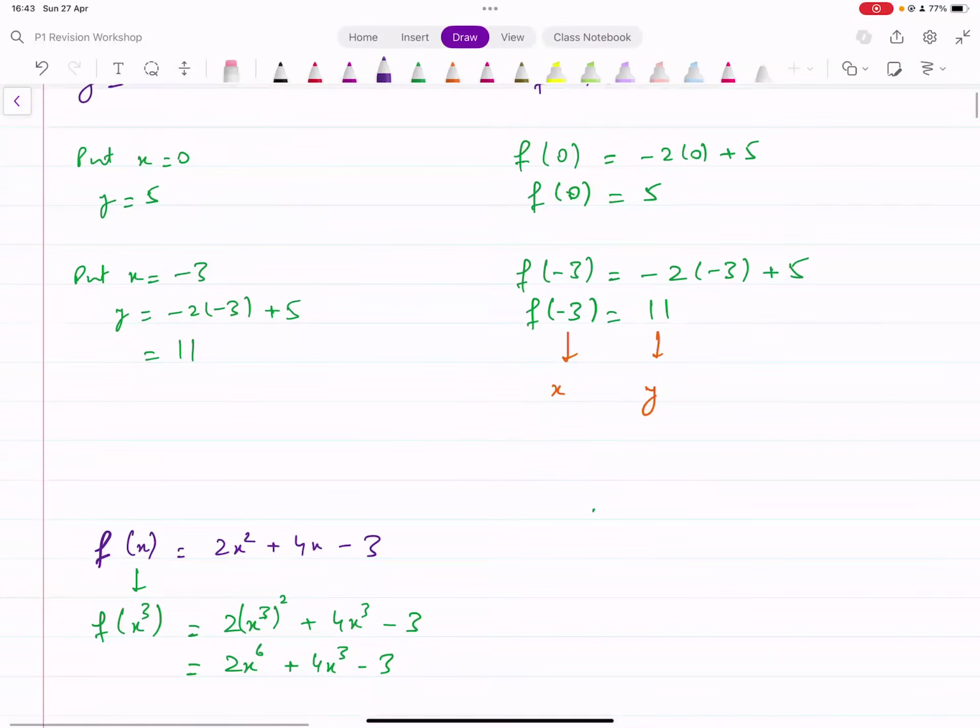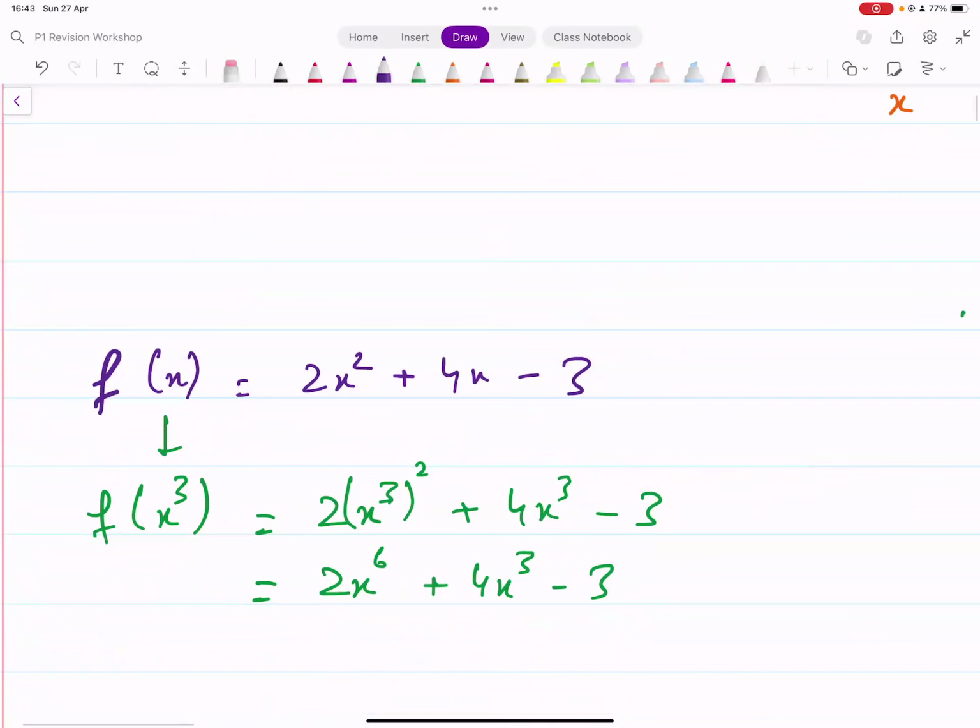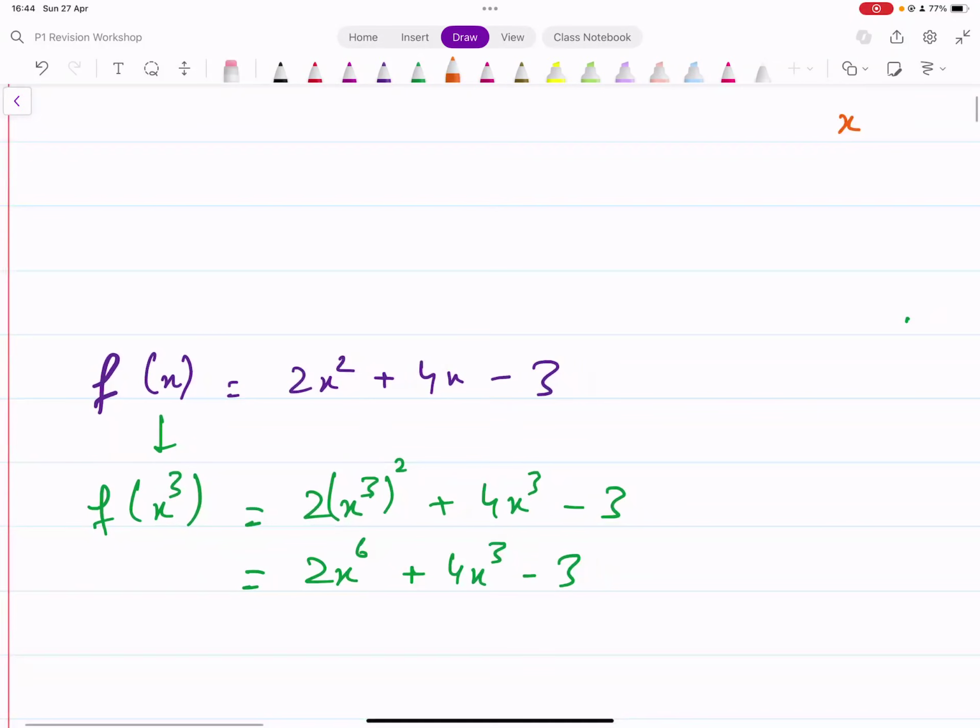All right. Now, it could be something other than numbers like this as well. So for example, if you have a function that looks like this, f of x equals 2x squared plus 4x minus 3, and you want to evaluate f of x cubed. What does that mean? Wherever you've got x in this function, what you do is you replace that with x cubed. So let's try doing that. When we replace x with x cubed, this is what we get. Then we simplify that, and the result is going to be the expression for f of x cubed.